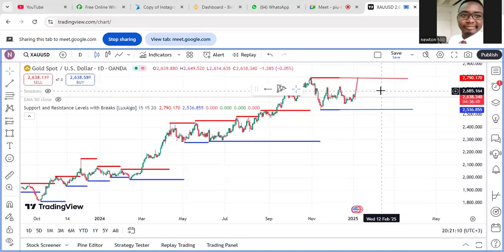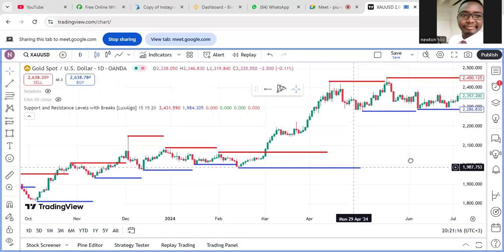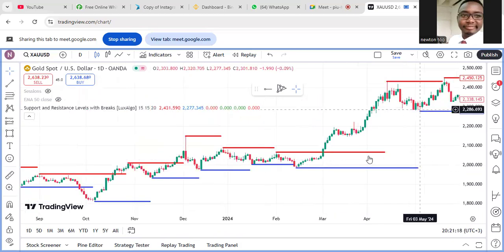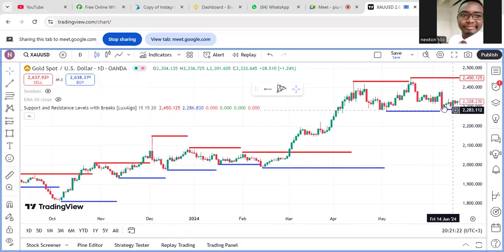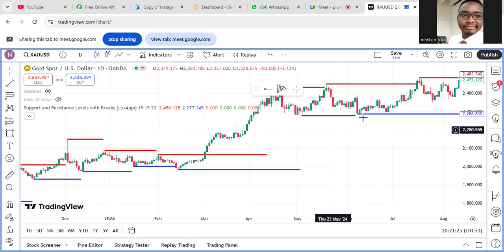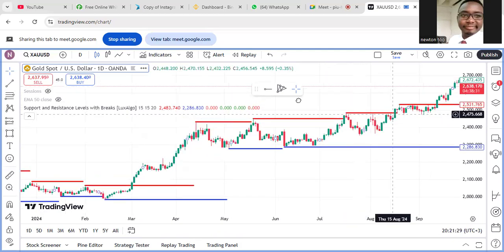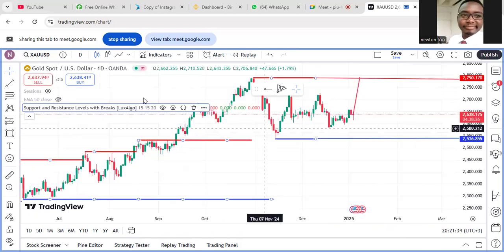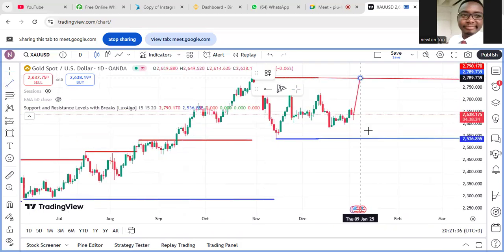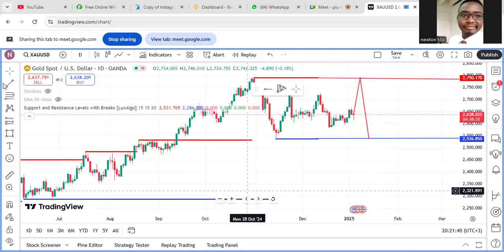That level is a psychological level. You can see here it gave you an entry earlier, for example this one. So you're just waiting for the market to extend. Here you could have bought again, and again, and again, a sell here, but the market broke. Then you wait for the retest again. Boom, here. See? So right now we're waiting for the market to touch this level.